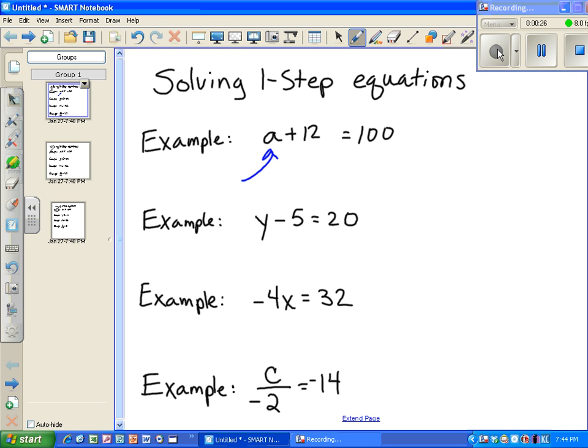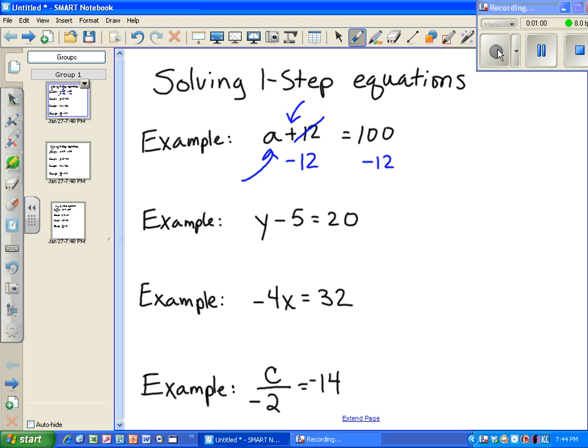What we want to look at to begin with is that operation. How is 12 connected or attached to that a? And in this case, it's with addition. To figure out that missing number, we always want to do the opposite operation. So in this case, the opposite of addition would be subtraction. We're going to subtract 12 from that side, which would leave us with 0. But anytime we do something to one side of the equation, we must also do it to the other. So we're going to subtract 12 from this side also.